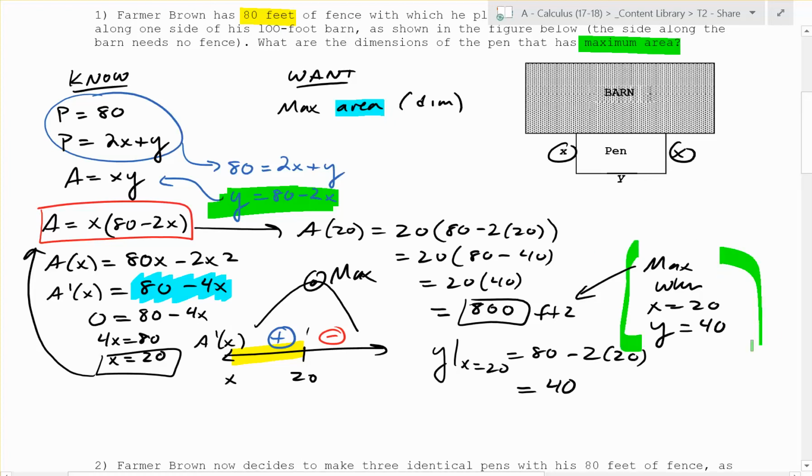Key thing to note here, the side of the barn, they told us it's 100 feet on the side, and that didn't come into play here, but that basically tells us that if we go over that, we lose that side of the barn. So let's move on.